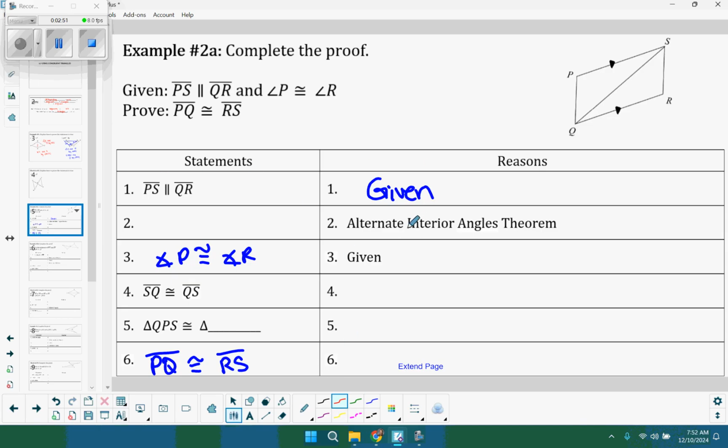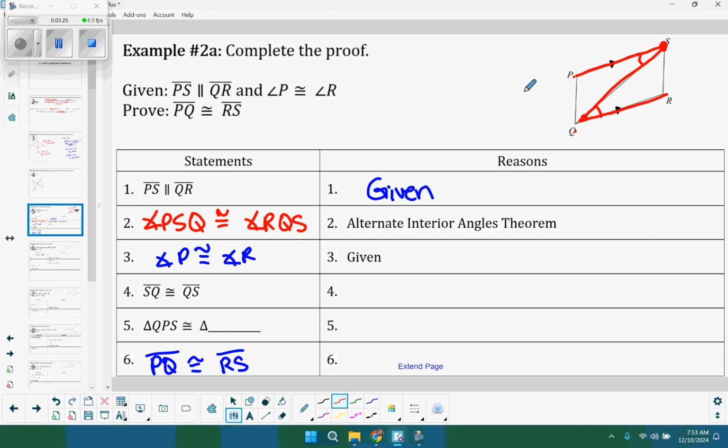So here we have the alternate interior angle theorem. If you recall, when we trace the parallel lines and connect them, we make a Z-looking shape, and the corners, the points where the lines meet, are where my alternate interior angles will be. So that's this corner and this one. That's angle PSQ and angle RQS.